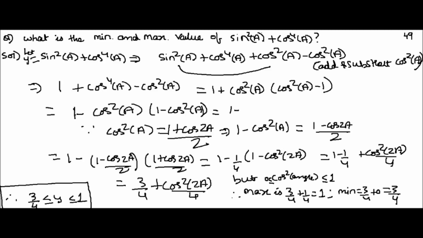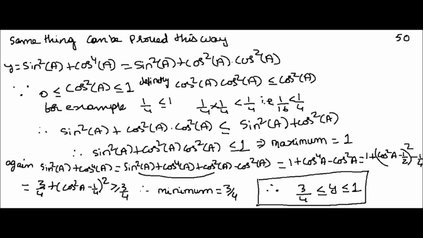But we know cos square a is 1 plus cos 2a by 2. So the equation is now 1 minus cos square a times 1 minus cos square a. Sorry, cos square a is 1 plus cos 2a by 2, so 1 minus cos square a is nothing but 1 minus 1 plus cos 2a by 2. If you subtract it, it will be 1 minus cos 2a by 2. So that equation is right, in fact.